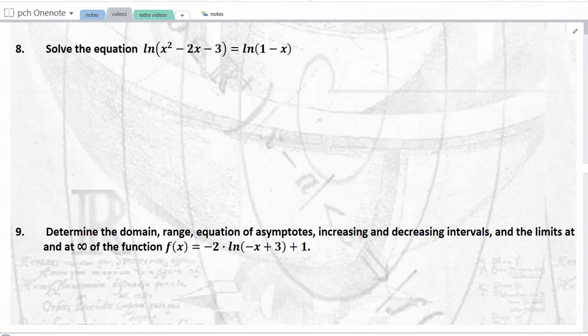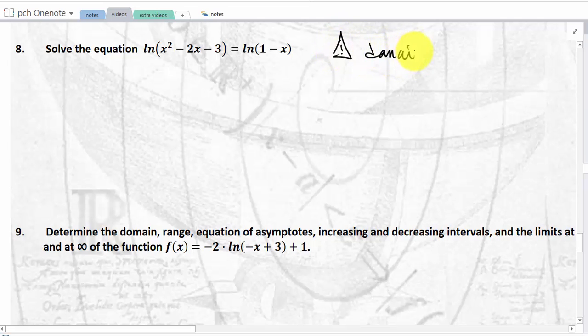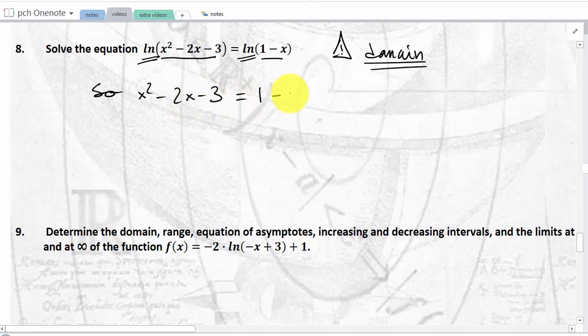So here we have to solve an equation. We're going to have to be very careful here. Be careful of the domain, because these are logs and they're not defined just anywhere, right? But before I wonder about that, let me fetch my solution. Equality of output implies an equality of input. So x squared minus 2x minus 3 has to be the same as 1 minus x. Okay, the log is a one-to-one function.